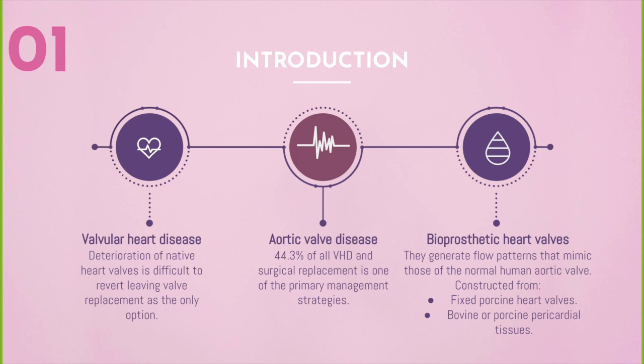Next. Well, in valvular heart diseases, deterioration of native heart valves is difficult to revert, leaving valve replacement as the only option. 43% of all the valvular heart diseases are of the aortic valve, and one of the primary management strategies to solve it is surgical replacement. They are mainly replaced with bioprosthetic heart valves, which generate flow patterns that mimic those of the normal human aortic valve, and are constructed from fixed porcine heart valves or bovine and porcine pericardial tissues.